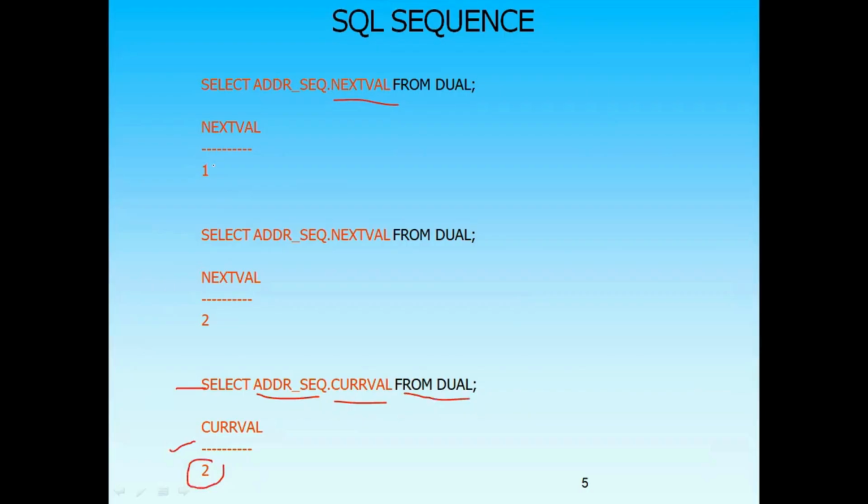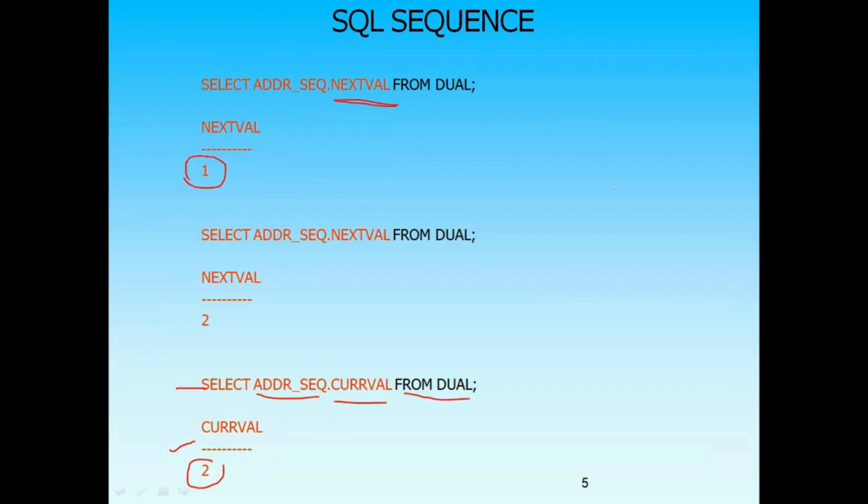If you want to access the next value of that sequence, there is an inbuilt parameter, that is NEXTVAL, right? So address_SEQ is my sequence name, and you can access the next value with the help of the NEXTVAL parameter. So this will return you the next value of the sequence, right?